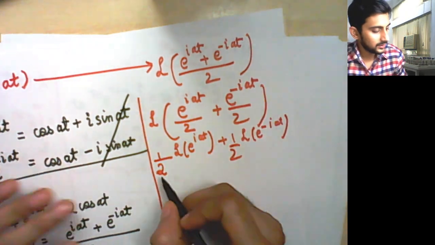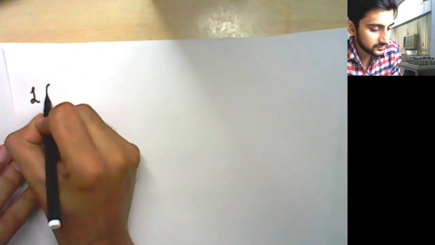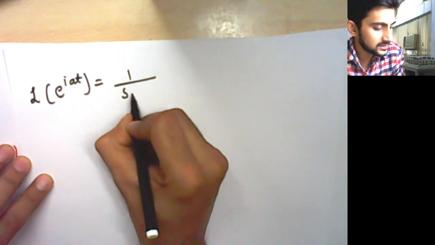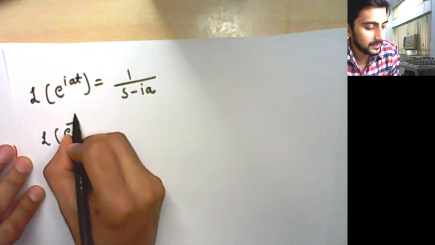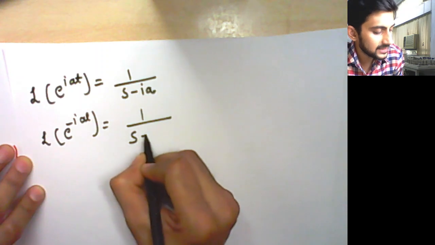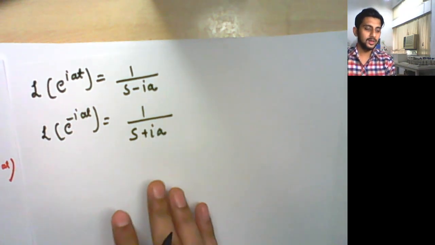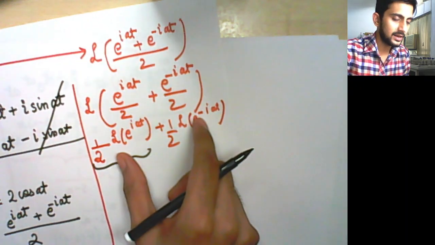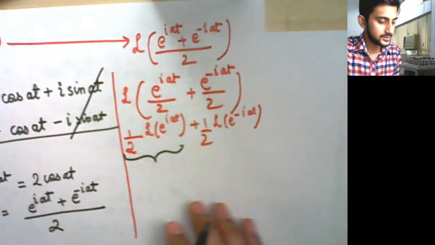So for this thing, Laplace transform of e to the power iota at will be equal to 1 upon s minus iota a. Laplace transform of e to the power minus iota at will be equal to 1 upon s minus, the minus becomes plus iota a. Okay? This thing will happen, and you have to just use these two, put in the values over there, and you will get the Laplace transform of cos at. Fine. So let us do that.